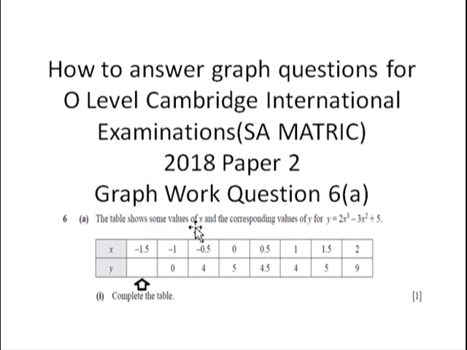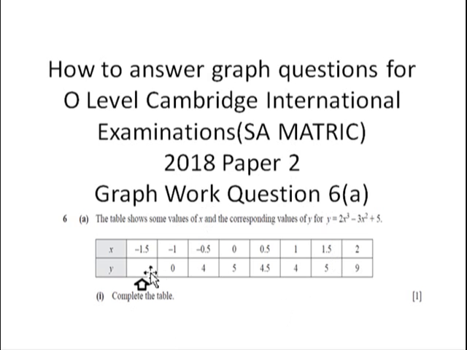The table shows some values of x and the corresponding values of y for y is equal to 2x cubed minus 3x squared plus 5. So you have the x values first and the y values, and you have a missing value. Part 1 says complete the table, and that's 1 mark. This was taken from 2018 paper 2 question 6.